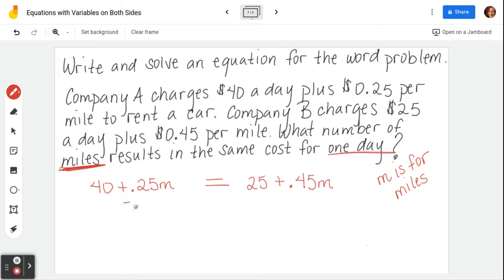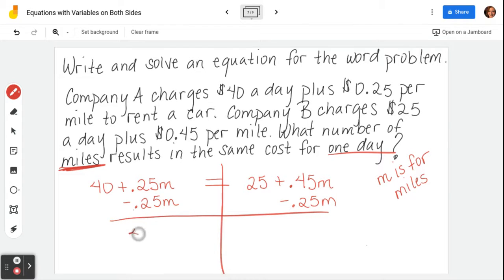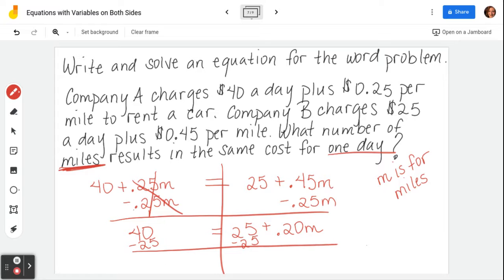So now to solve this guy, we've got to get the variables together. Let's subtract the 0.25 M. So that gives me 40. That goes away. Equals 25 plus 0.20 times M. So now I've got to subtract the 25. And that gives me 15 equals 0.20 times M.